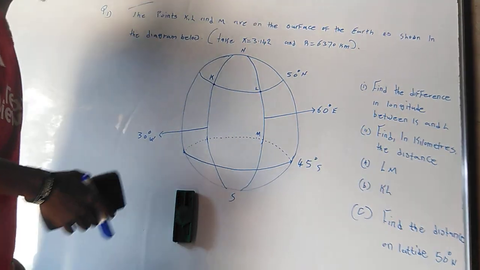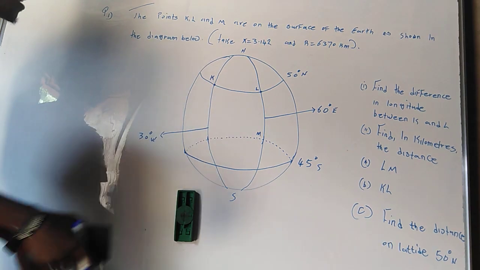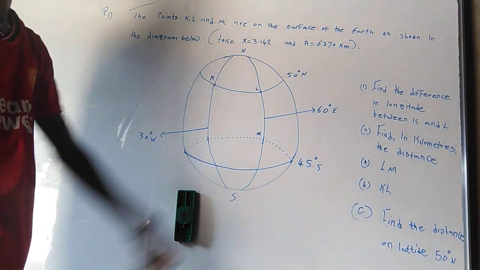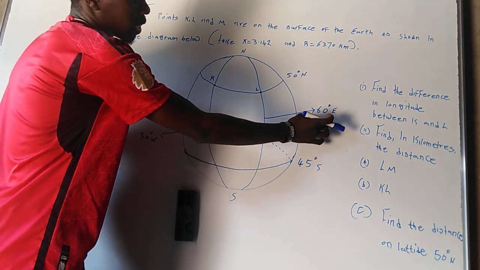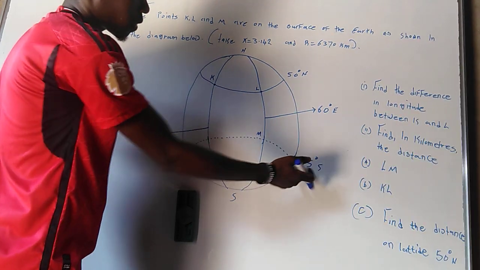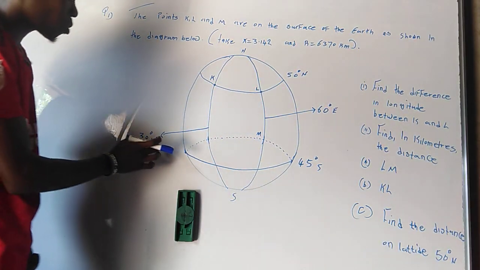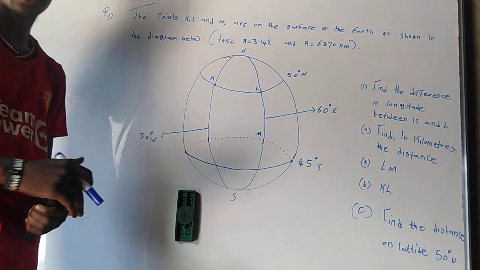Now the first question. This is the Earth. We have 50 degrees north, 60 degrees east, 45 degrees south, and 30 degrees north west.